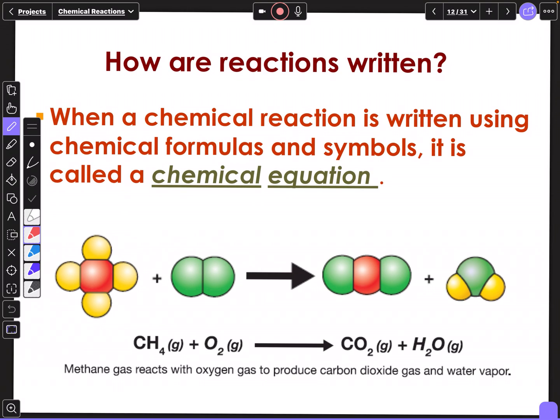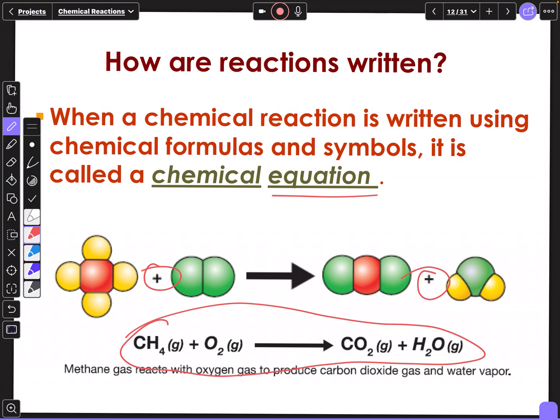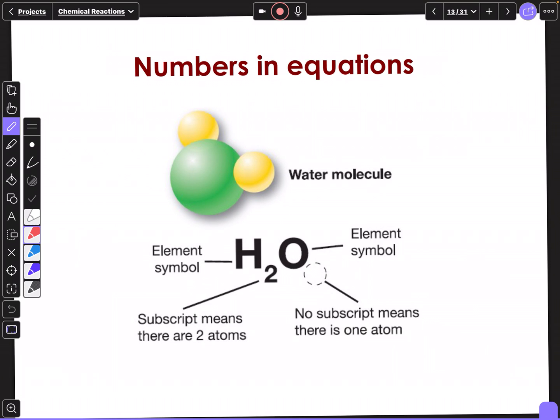How is a chemical reaction written? When a chemical reaction is written using chemical formulas and symbols, it's called a chemical equation. And that's what this is right here. We use the formulas for the compounds of the substances. Then we use arrows and plus signs to separate our reactants and separate our products. So we have numbers in equations. A lot of times, this 2 here is a subscript. It means there are 2 atoms of hydrogen. Since there's no subscript here, that means there's 1 atom of oxygen. You've got the element symbols.